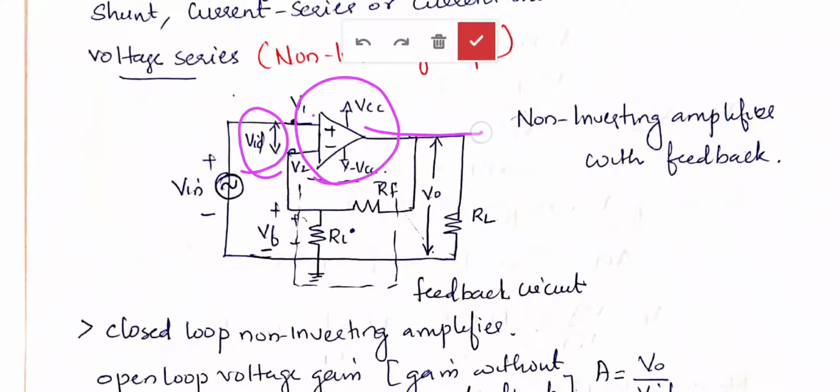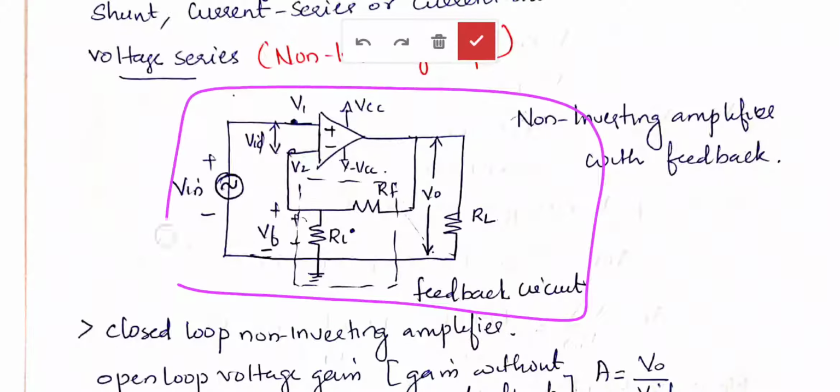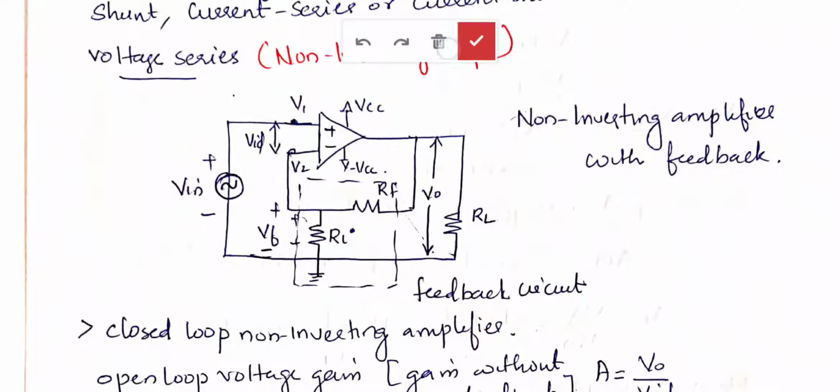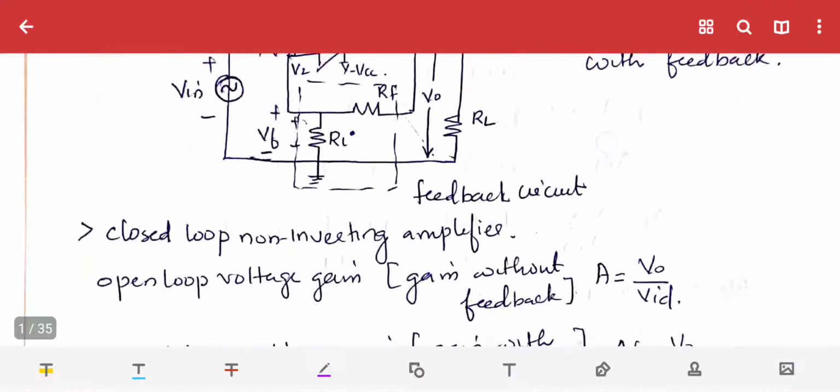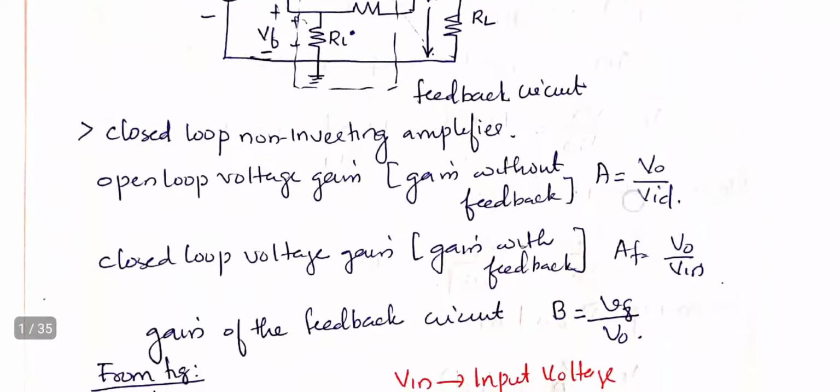Output VO is connected back to the input through the feedback network RF Ri. Across Ri we get the feedback voltage, and RF is connected back to the input. The input signal is Vin. So this is the figure for a non-inverting amplifier under feedback configuration. We will explain the various things associated with this feedback amplifier.